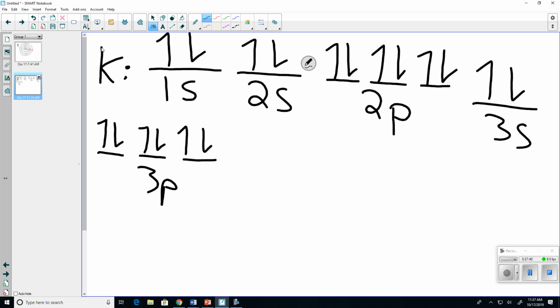Which brings us to 4s. Potassium is the first element in the 4s, so its electron is the first one. And then we stop. This is the orbital notation for potassium.